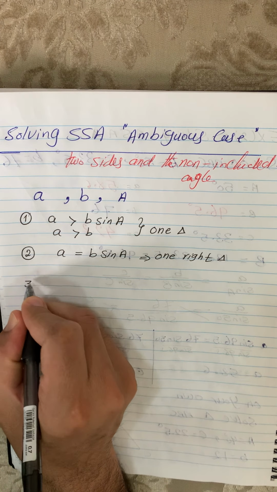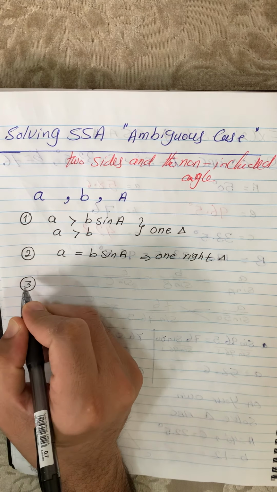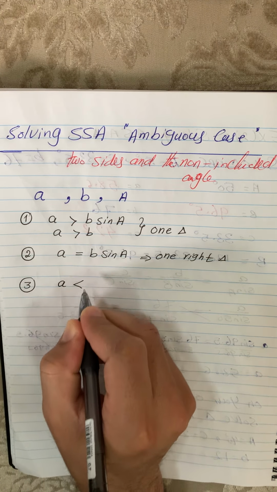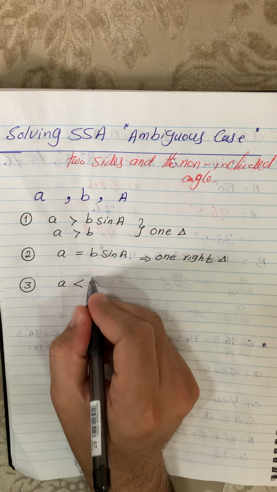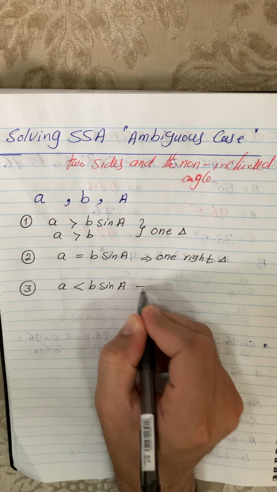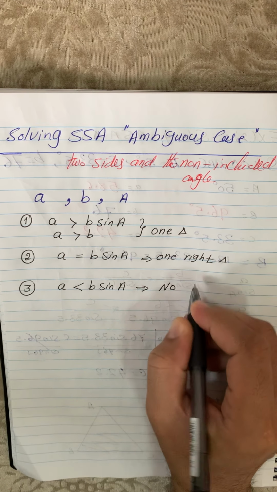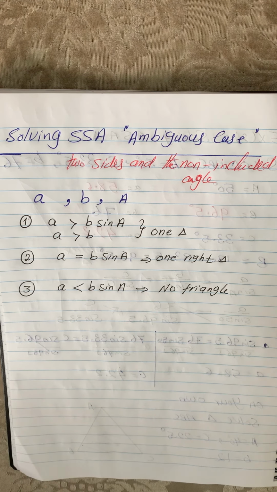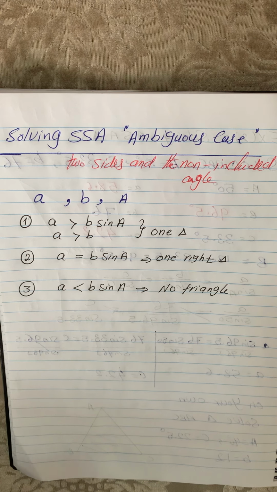Number three. If a is less than b sine A, we don't have here any solution. No triangles. This is not a triangle.